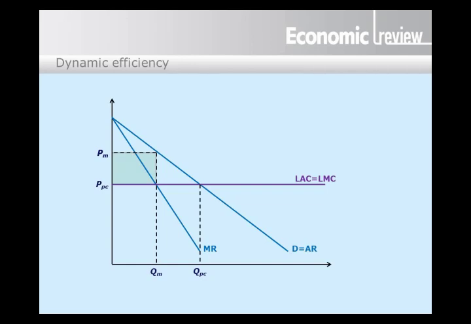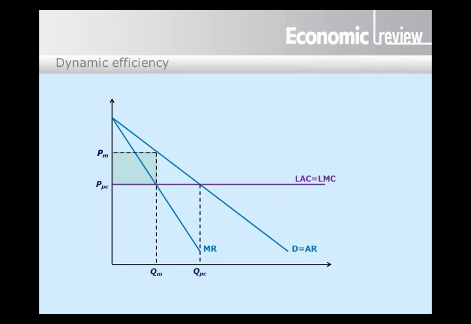Suppose the monopolist, maximizing profits at MR equals MC at QM and setting a price PM, makes profits, and the profits are shown by the shaded area. Now, the key issue for dynamic efficiency is how the monopolist will use those profits. Remember that under perfect competition, the typical firm makes only normal profits. However, the monopolist makes abnormal profits and may choose to use those profits to invest in research and development.